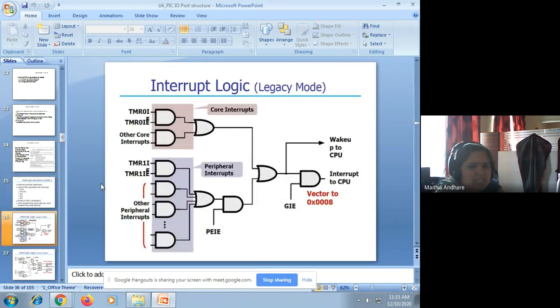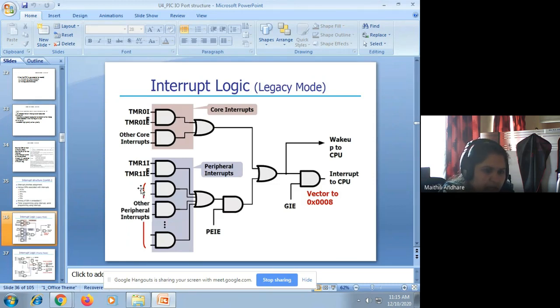Now see the diagram carefully. This is a very, very important and basic diagram related to the interrupt. So what is written? Some of the interrupts are categorized into core interrupts and peripheral interrupts. Now when this is 1, then the interrupt will be serviced. So as to make this 1, this should be 1, this should be 1. So as to make this 1, either of these should be 1. Okay, so as to make this a 1, this should be 1, and this should be 1, because this is an AND gate.